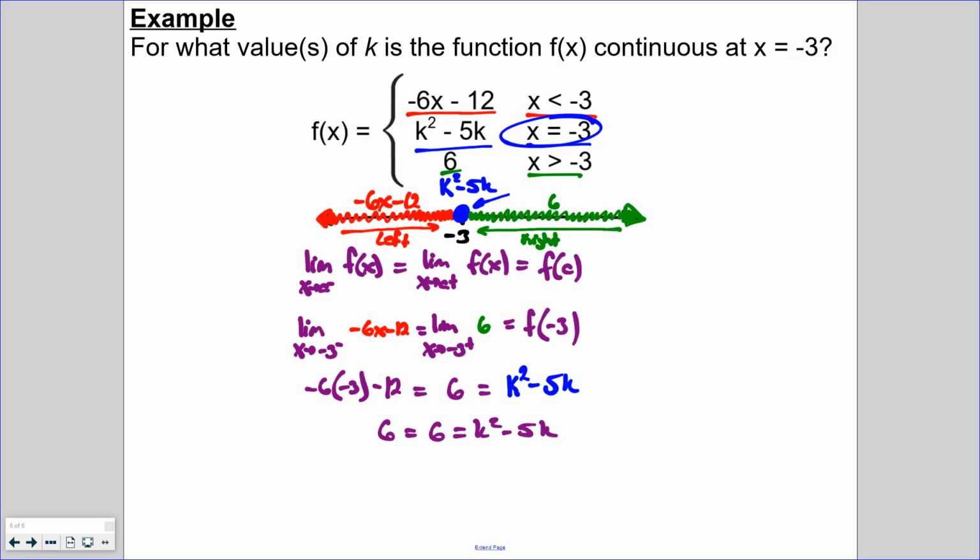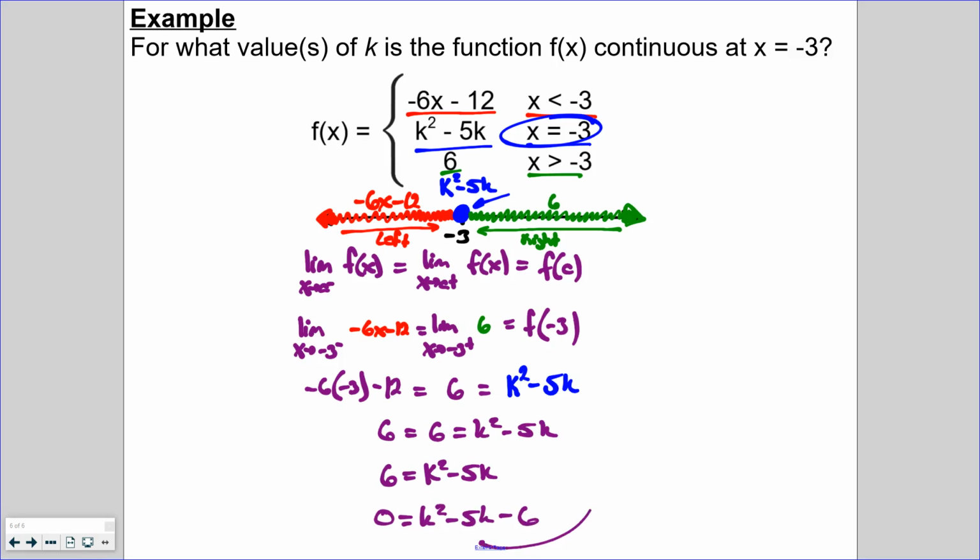Alright, so we know that 2 out of the 3 components equal 6. We now just need k squared minus 5k to equal 6, so that's where we'll start. So we're going to set 6 equal to k squared minus 5k. And here we have a quadratic equation, which means we need to set it equal to 0. So I can subtract 6 from both sides, because 0 is equal to k squared minus 5k minus 6.